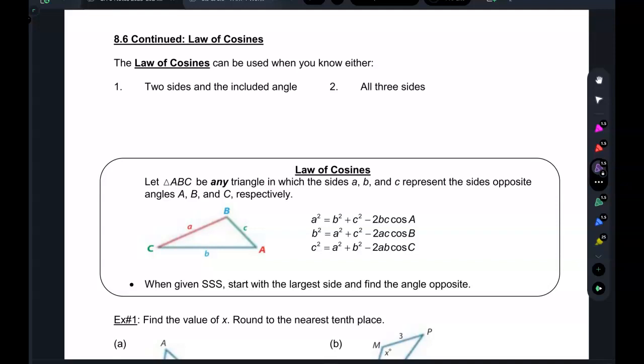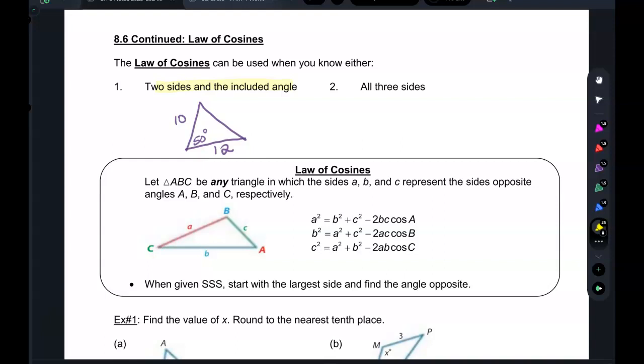Situations, you either need to know two sides and the included angle. So maybe this is 10, this is 12, and maybe this is 50 degrees. In this case, you have to do the law of sines and law of cosines. It's all in one lesson, but I wanted to split it up into law of sines and law of cosines. There's no law of tangents, it's only sine and cosine.